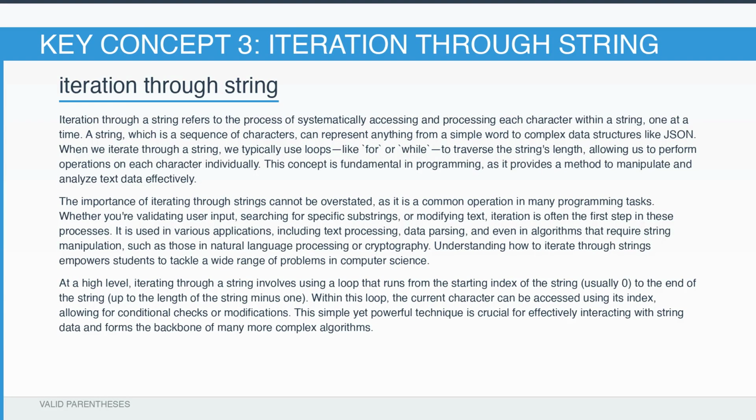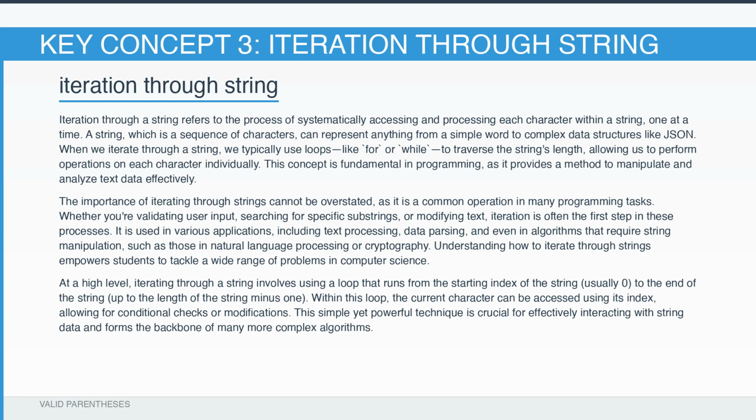Iteration through a string refers to the process of accessing and processing each character in a string, one at a time. Think of a string as a row of boxes, each holding a character. When we iterate, we systematically open each box in order. We often use loops, like for or while, to do this, allowing us to perform specific operations on each character. This technique is essential in programming. Whenever you're validating input, searching for a specific word, or modifying text, iteration is usually the first step. For instance, if you want to check if a sentence contains a certain keyword, you'd loop through each character to find it.